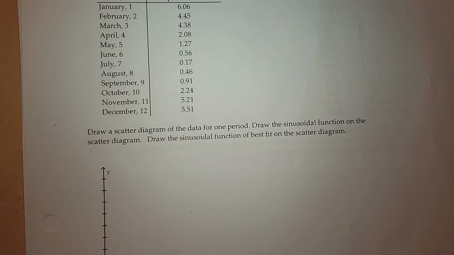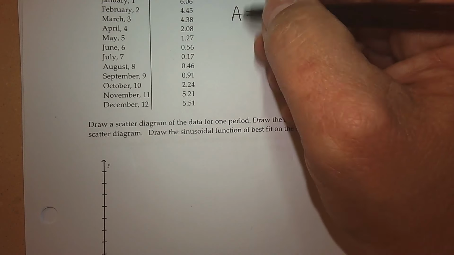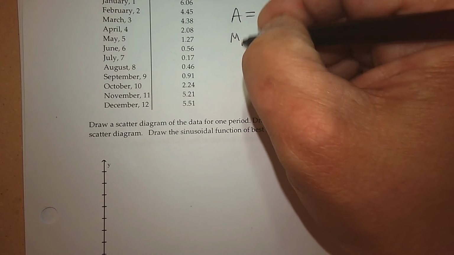So, can you see that in January and December, a lot of rain? And then in summer, that this can be a sine wave? All right, here we go. What are we going to do to model this? How will I find the amplitude? And how will I find my midline or K?